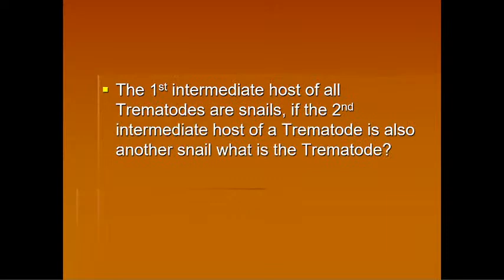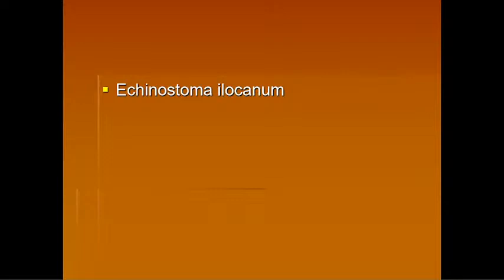Anyway, the first intermediate host of all trematodes is a snail. If the second intermediate host of a trematode is also a snail, what is the trematode? Of course, we are going to talk about Echinostoma ilocanum.